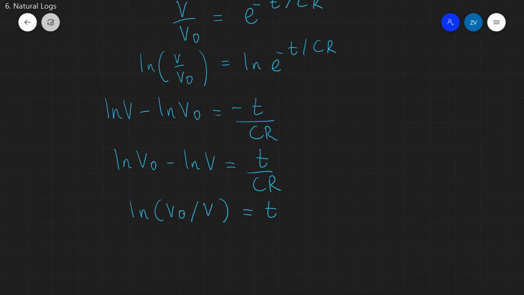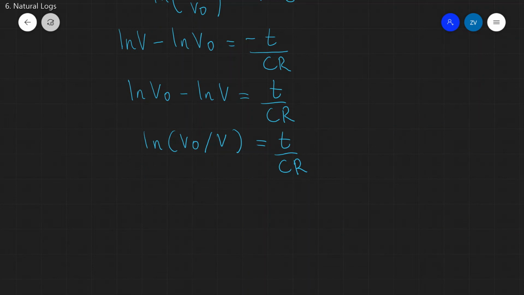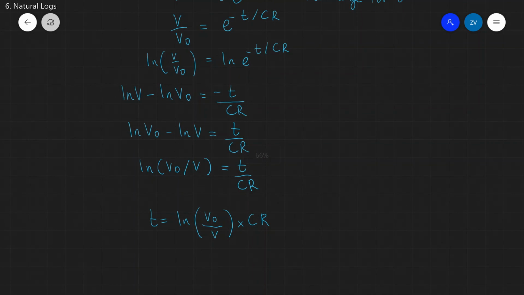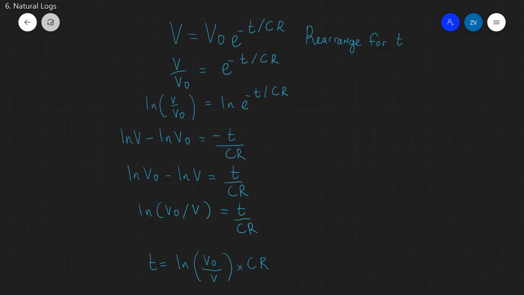And this is equal to t over cr. And let's fix this, cr. And my final step would be to simply rearrange for t, which will be equal to the natural log, or ln, of v naught over v multiplied by c times r. And we've successfully managed to rearrange for t.